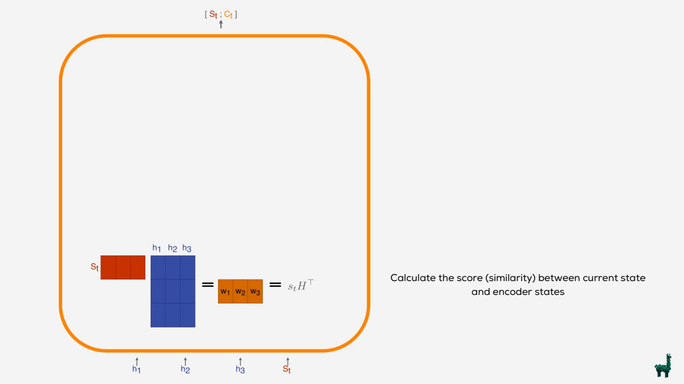So we take our decoder's current state and do a dot product with our encoder matrix, and we get the scores for each one of these hidden states, which will be higher if the two are more similar. So that's the first step. And this is simply to get to a point of saying, I think this is the most important part for this decoding step.